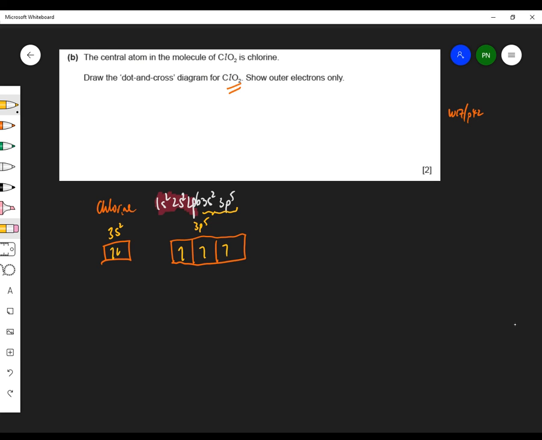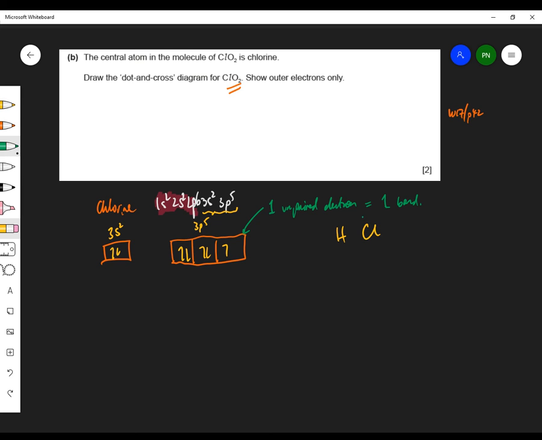1, 2, 3, 4, 5. And how many bonds would you expect this to make? Well, there's one unpaired electron, and so you'd imagine chlorine to make one bond. And it does. Let's have a look at HCl.